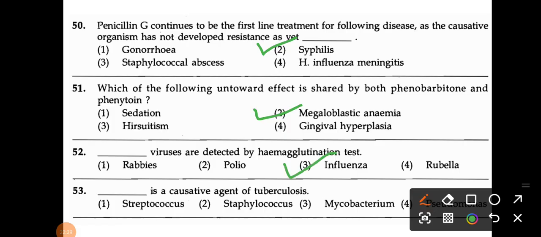Then 53, dash is a causative agent for TB. As we know, the options are streptococcus, staphylococcus, mycobacterium and the fourth option is pseudomonas. Okay. So we know the mycobacterium. What is the causative agent for TB? That is Mycobacterium tuberculosis. These are the acid fast bacteria, right? Mycobacterium tuberculosis, Mycobacterium leprae. These are the acid fast bacteria. Please remember acid fast bacteria.